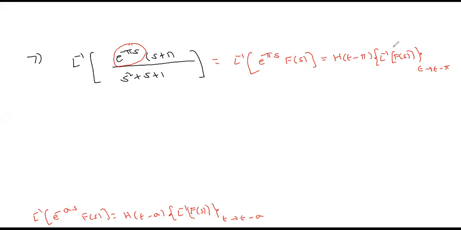That's it. Am I right? You see, if we can find the inverse transform of this function f(s), later I will simply replace t with t minus pi. Right? So what is f(s)? f(s) = (s + 1)/(s² + s + 1). Now I want to find the inverse transform of f(s). What could be the next step? How do I find the inverse transform of this function?